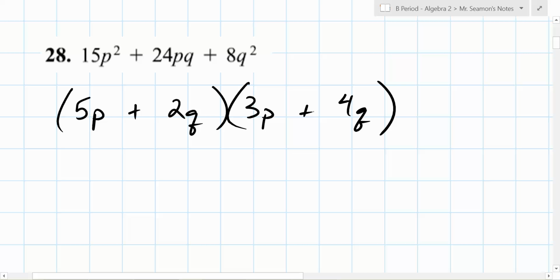Exactly. So what do you have to do at this point? Multiply. You just have to test it. You will test tons of these in your life.